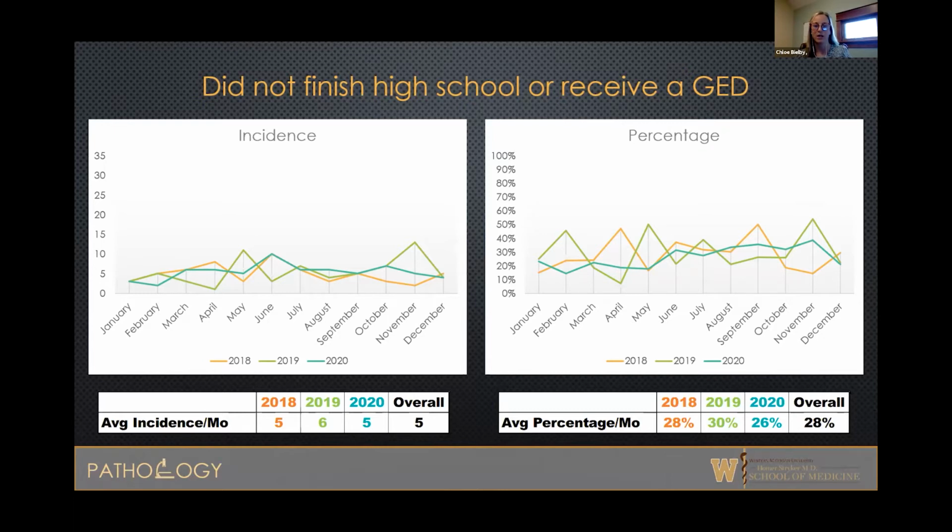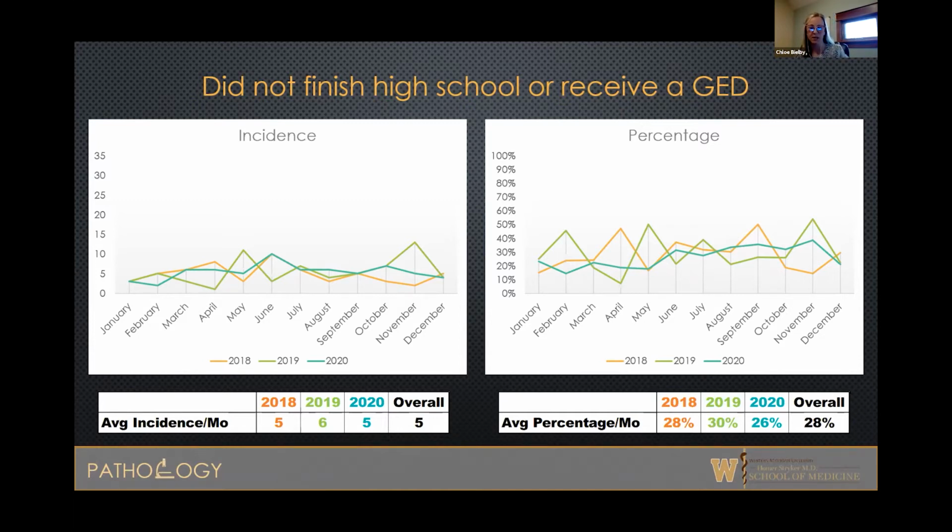This is important because it indicates future socioeconomic status. And we have to keep in mind the average age of these decedents is 43. And that leaves about 20 years of time for them to go back and get that GED. There's definitely time for them to do that. And I think that's something that could be worked on.